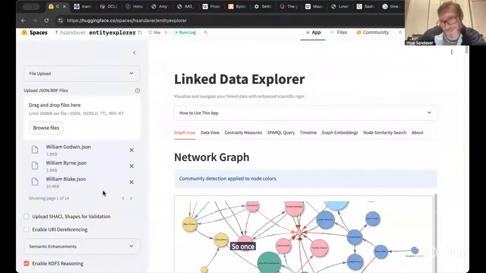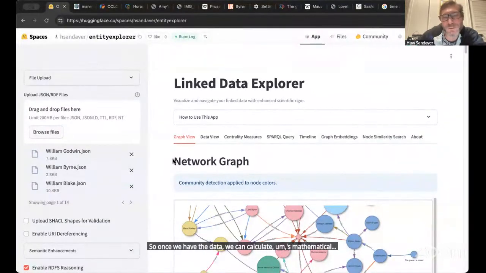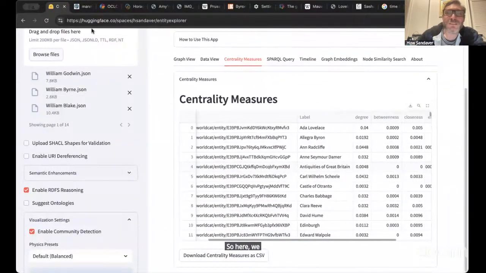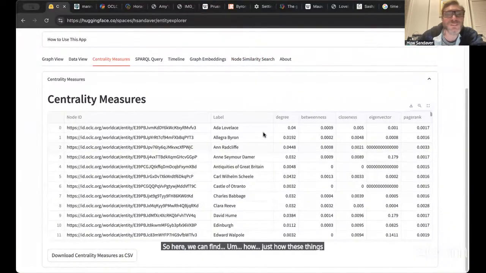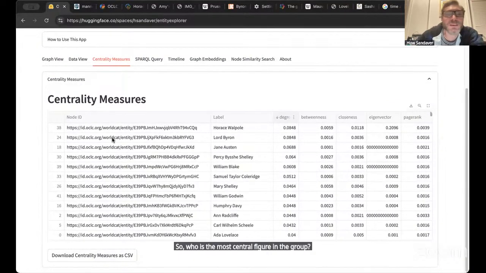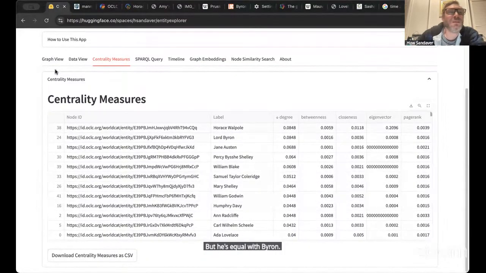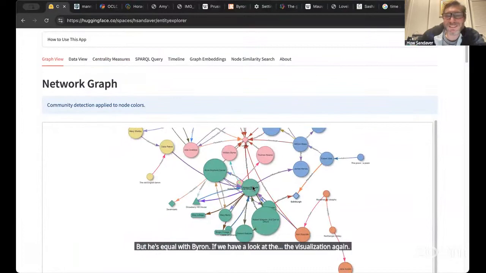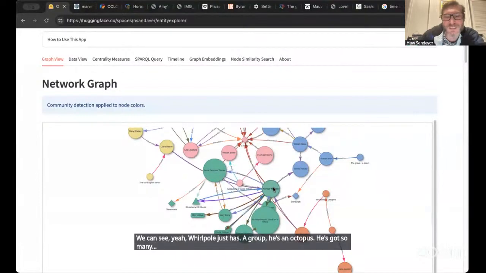So once we have the data, we can calculate some mathematical algorithms that give us some information. So here we can find how these things are connected. Who is the most central figure in the group? According to the data, yes, it is Horace Walpole, but he's equal with Byron. If we have a look at the visualization again, we can see Walpole just has a group. He's an octopus. He's got so many little connections coming out of him.